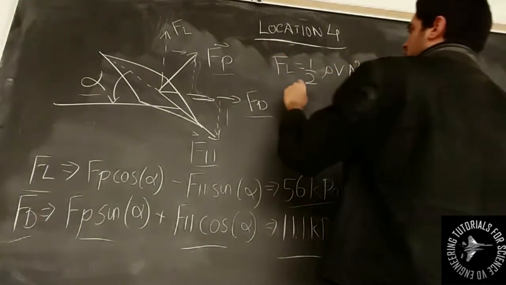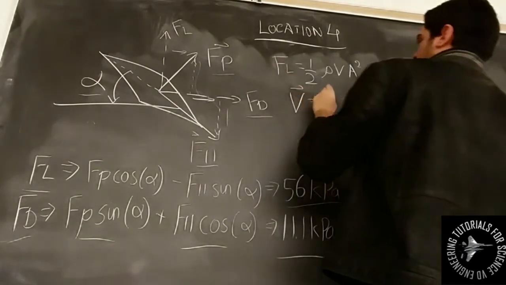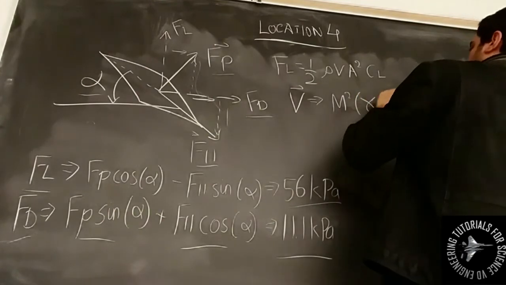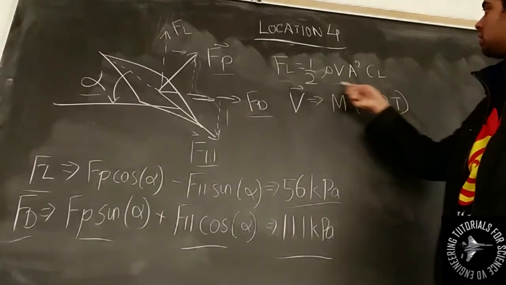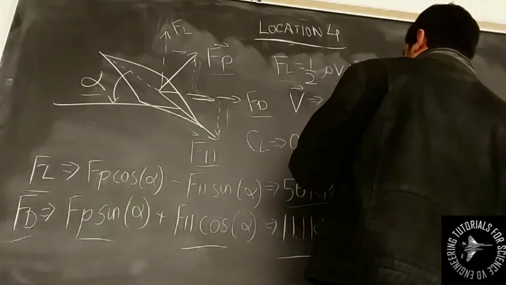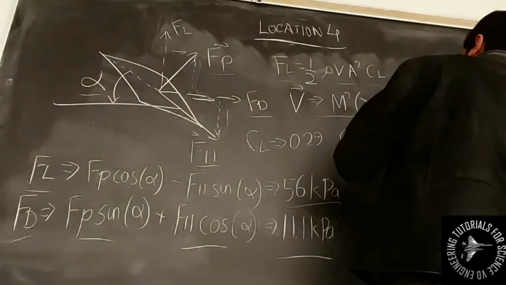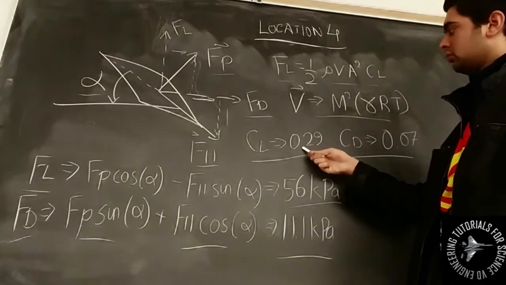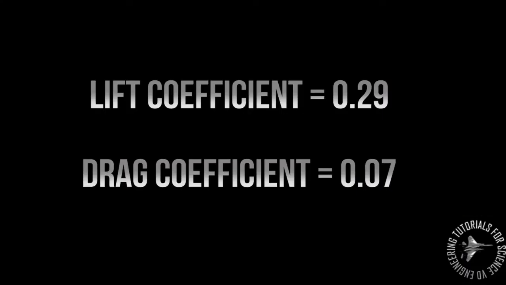My lift coefficient is given by half rho v squared times A times CL is my lift force, and then I can solve for my speed because it is Mach number times my speed of sound. And then from that I can then solve for my CL, which turns out to be 0.29. My drag coefficient is done the same way. It'll be 0.07. So from that you can have my values for lift and drag coefficients are solved over here.